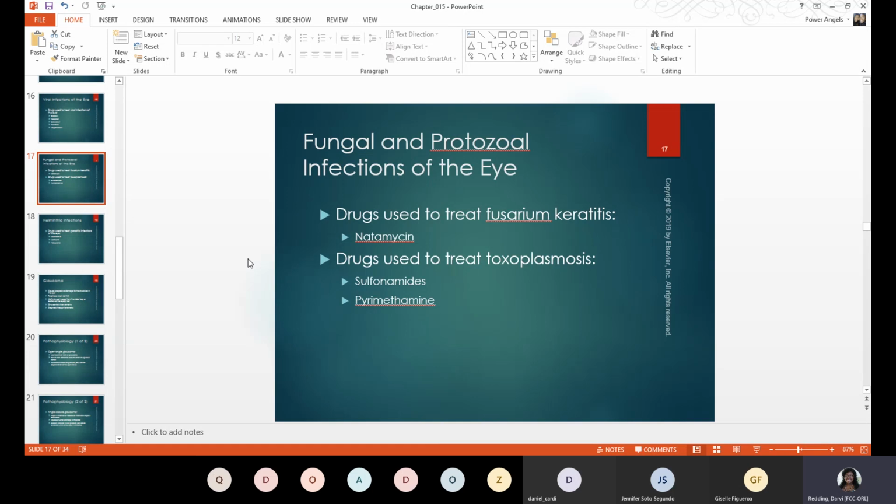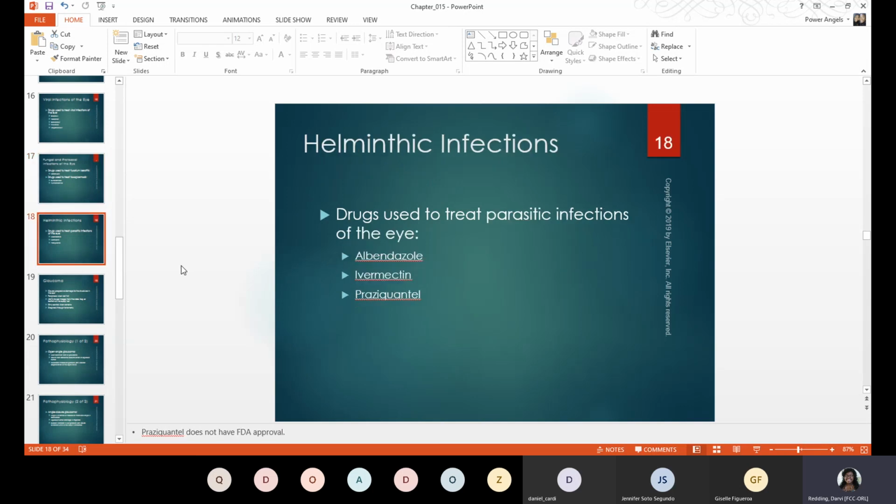So in learning about the drugs that help treat the bacterial infections of the eye, the viral infections of the eye, and also the fungal infections of the eye, one of the medications that's going to help treat the helminthic infections of the eye, some of the drugs used to treat parasitic infections would include ivermectin, and then you even have albendazole. Now, one of the medications, the very last one, praziquantel, does not have FDA approval at this time. So that particular drug might even be in clinical trials. But these are just some examples of what would help with the helminthic infection.